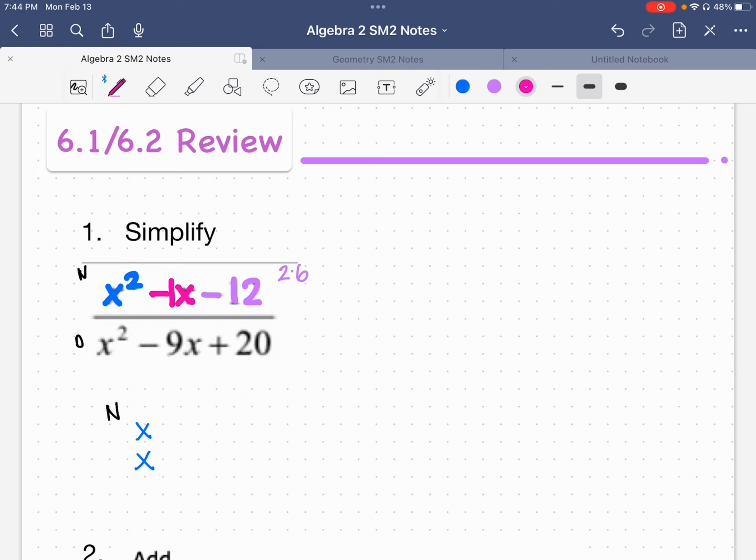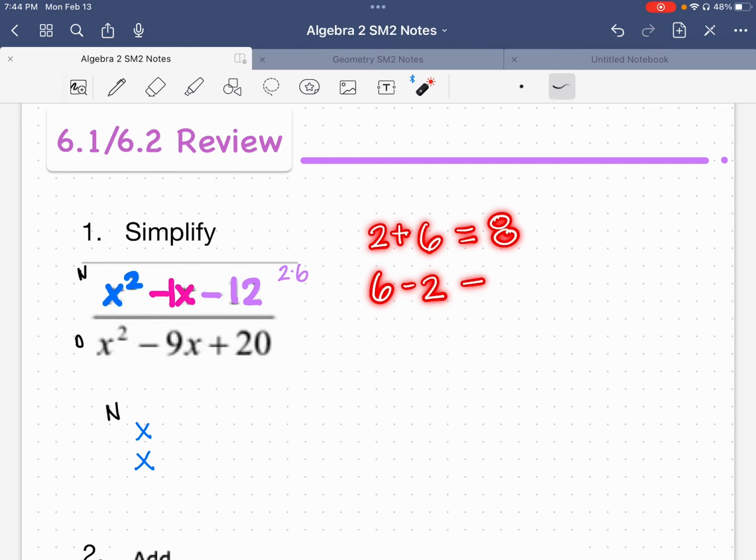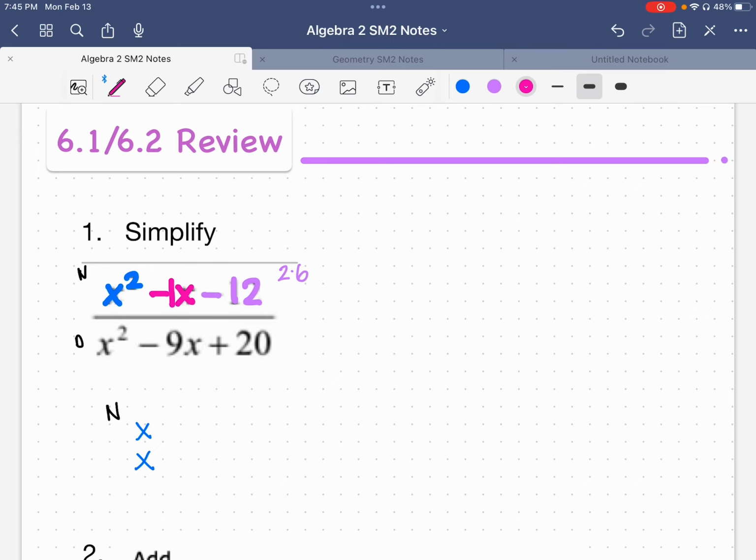I need to ask myself, can I make 2 and 6 become 1? Now, don't worry about negative or positive right now. Just think of 2 and 6. The only thing you can do is add them or subtract them. So 2 plus 6 is 8, and 6 minus 2 is 4. Neither of these two numbers is negative 1. So 2 and 6 is not going to work, so I'm going to cross them out.